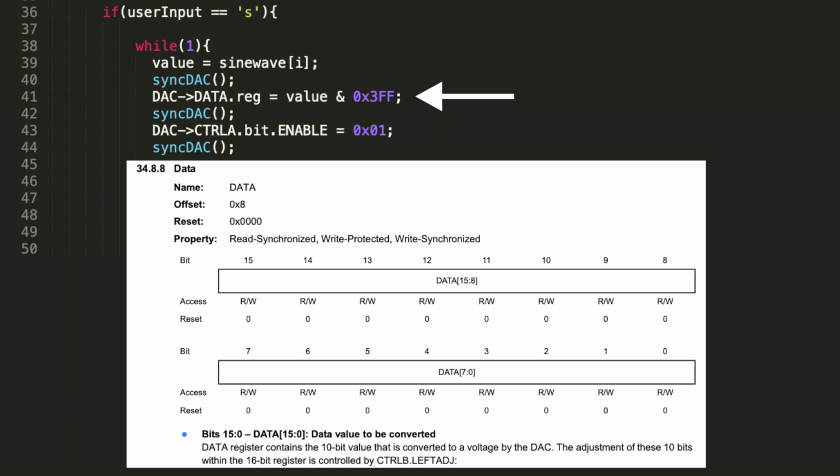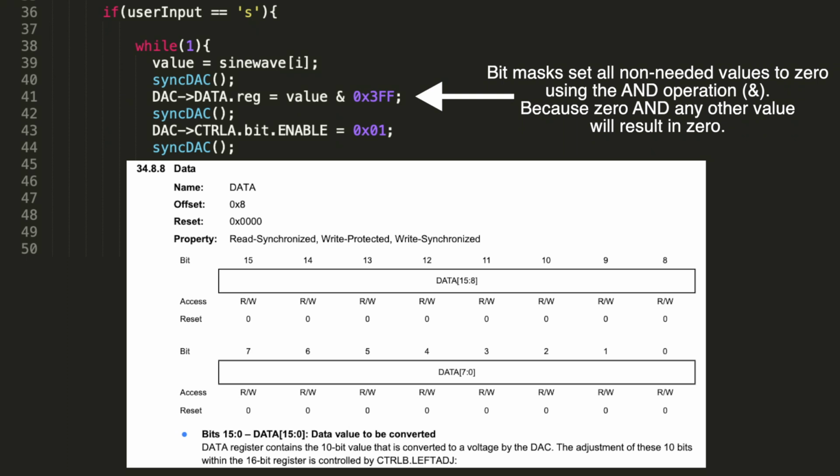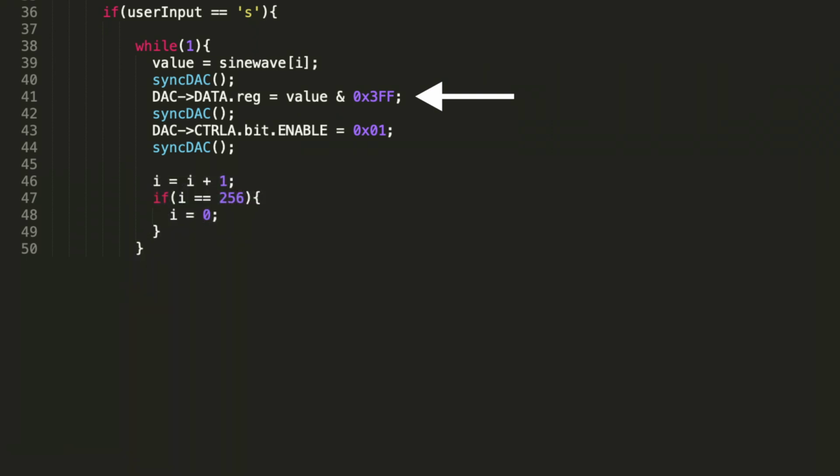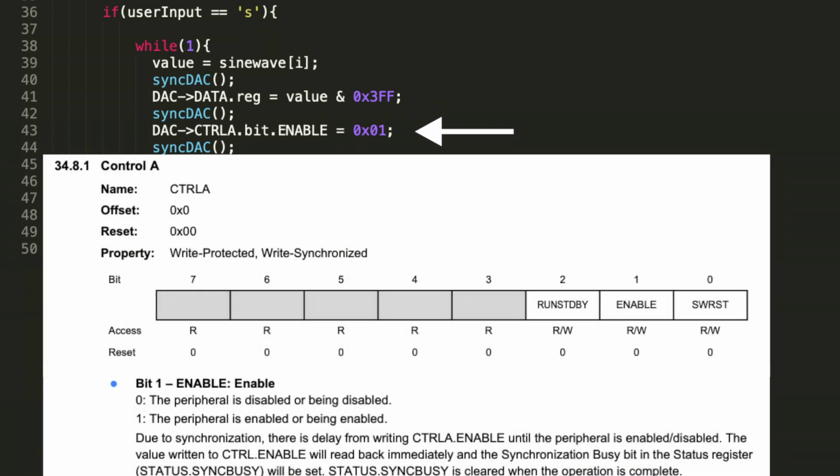The data register is 16 bits in total. We mask it because we only want to look at the first 10 bits. The other bits will be populated with 0, and for practical purposes, they're ignored. In line 42, we make sure that our DAC is ready for the next command. And in line 43, we enable the DAC output. The way that we enable the DAC output is through control register A. As we can see by the datasheet description, the enable is on bit 1 of that register. To enable it, we simply write a 1 value. And that's what we're doing in line 43.